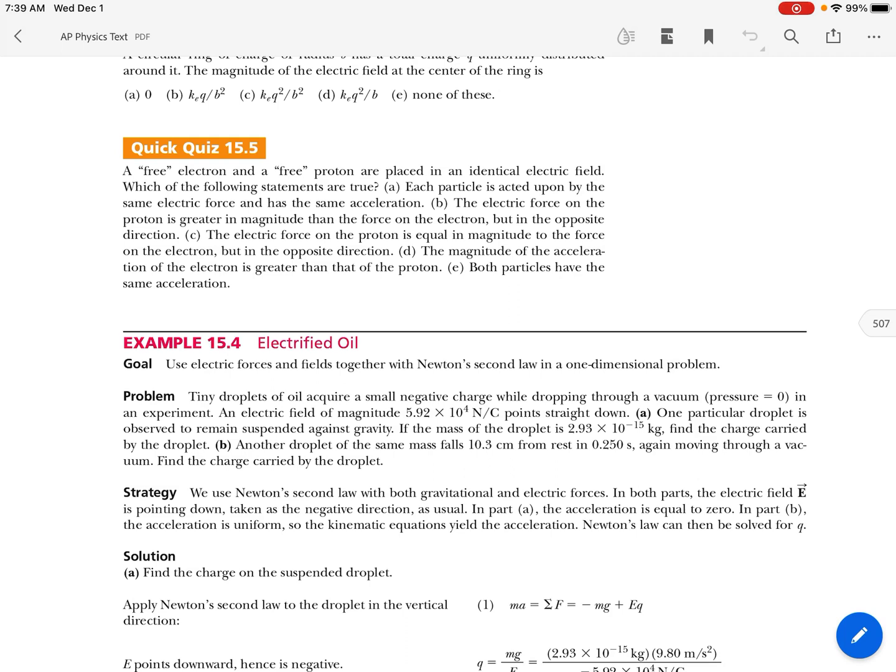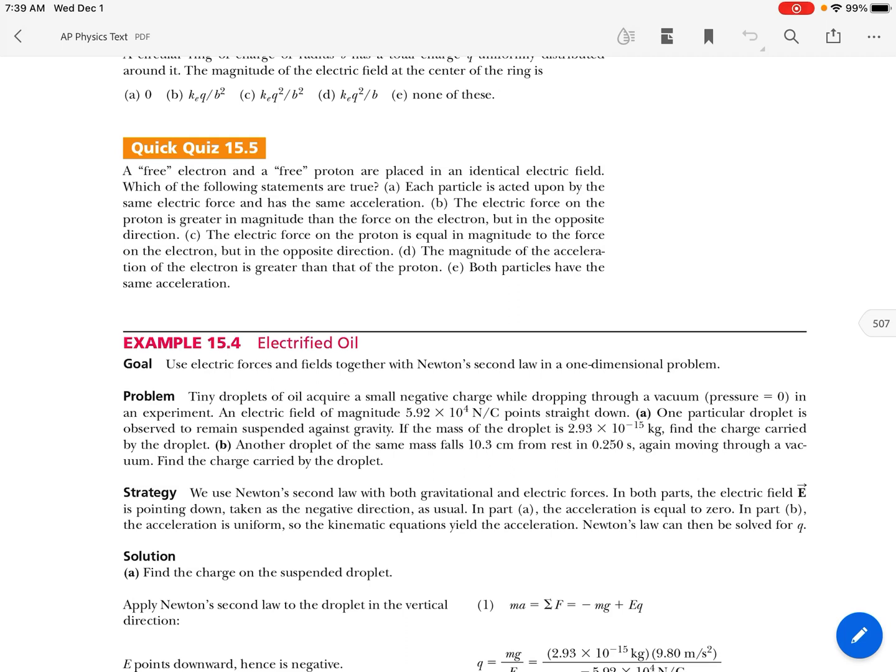C, because the electric force on the proton is equal in magnitude to the force on the electron. Protons and electrons have the same magnitude of charge, so the force, which depends upon the charge, is the same in magnitude. They have opposite charges, so the direction of that force will be opposite. One will be a positive and one will be a negative force. Now D, the magnitude of the acceleration of the electron is greater than that of the proton. Why is that? The acceleration depends on the mass. F equals ma. The mass of an electron and a proton are nowhere near the same, so the acceleration that results will be nowhere near the same.